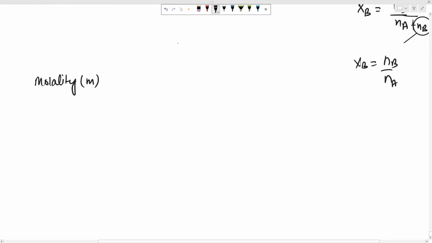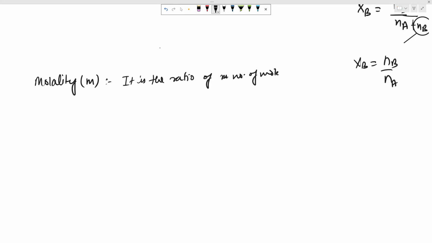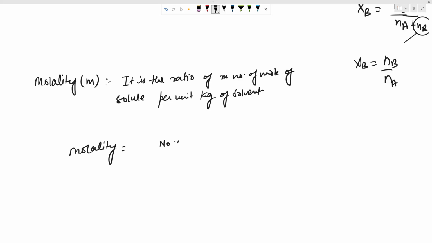Molality is represented by small m, and it is the ratio of number of moles of solute per unit kg of solvent. So what does it mean? It simply means that molality can be defined as number of moles of solute.